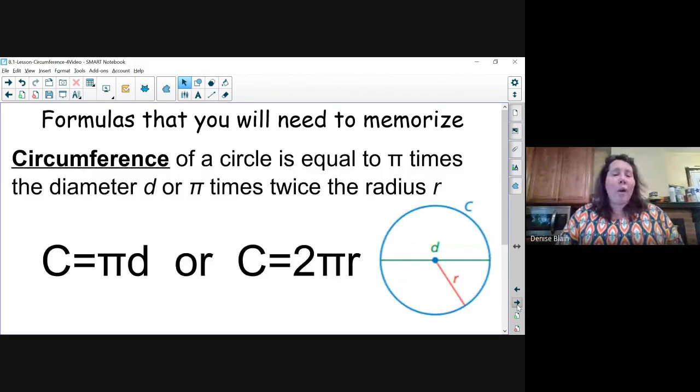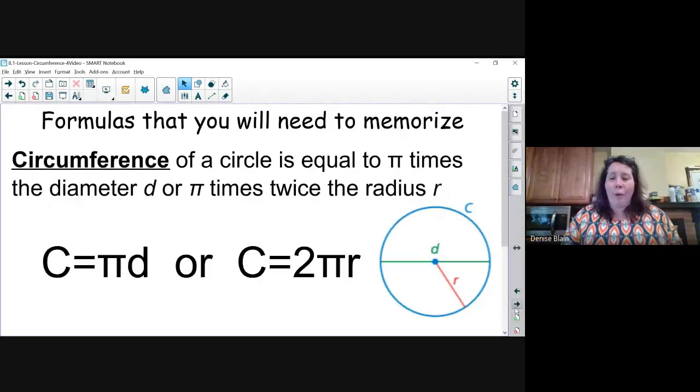The next equation that you're going to learn today has to do with finding circumference. Again, circumference is the distance around the circle. Since there is a relationship between diameter and radius, you can have two different equations for circumference. One uses diameter, the other uses radius. So the equation for circumference is pi times diameter, or pi times twice the radius. So your equations are on the screen below.